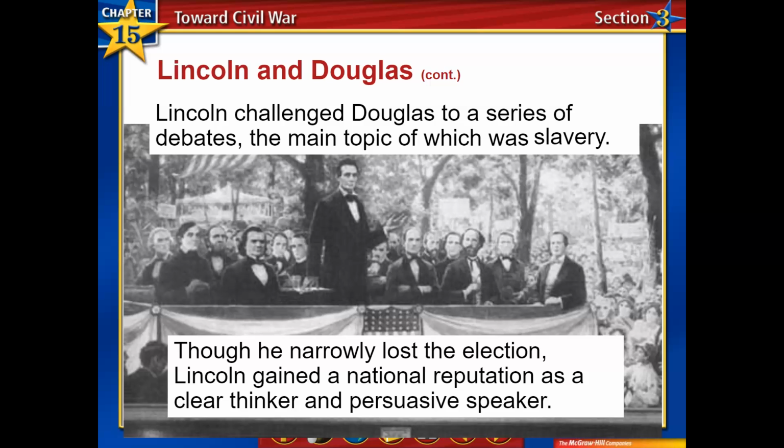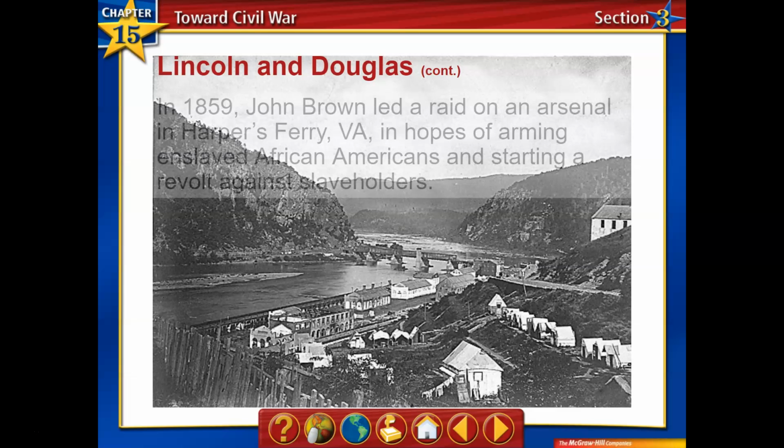And though he narrowly lost this election, in fact, Lincoln lost a few elections before becoming president, Lincoln did gain a lot of national attention and national reputation as a very clear thinker, and he was seen as a very persuasive speaker. Enough to the point that we'll see later in 1860, the Republican Party wants to nominate him as their nominee for President of the United States.